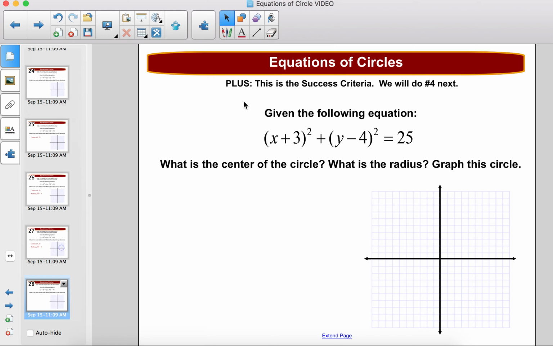Plus students, you kind of have to bear with me here. This is the success criteria. We skipped question number 4. We will come back to it in just a moment. Regular students, we're just going in order for you. Make your life easy. Plus kids can figure it out themselves.